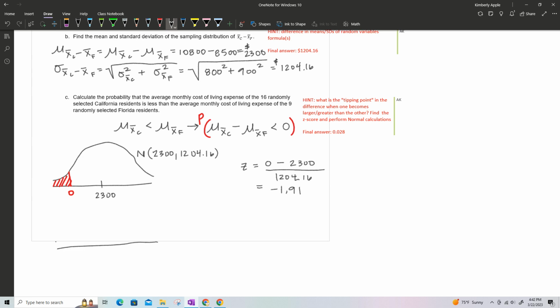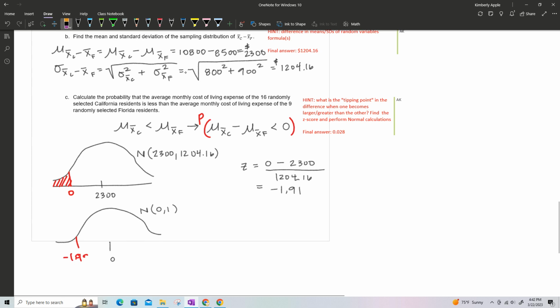I always really like to draw my two curves just because it's good practice and keeps me in practice of knowing what I'm dealing with. So this would be 0, and the associated z-score that exactly matches up here is 1.91. Whoops. Oh no. Let me draw this back in here real quick. All right, so this would be negative 1.91, and I'm looking for the area to the left still.